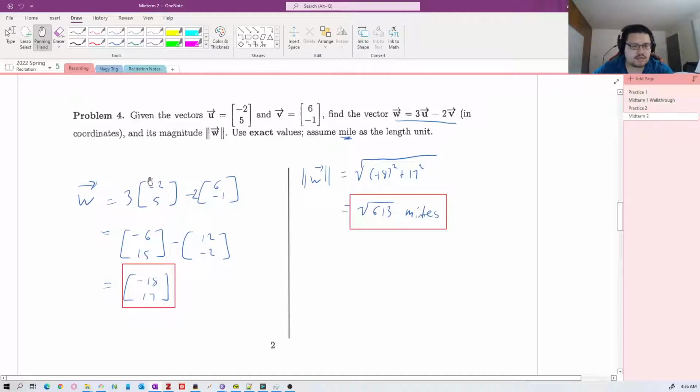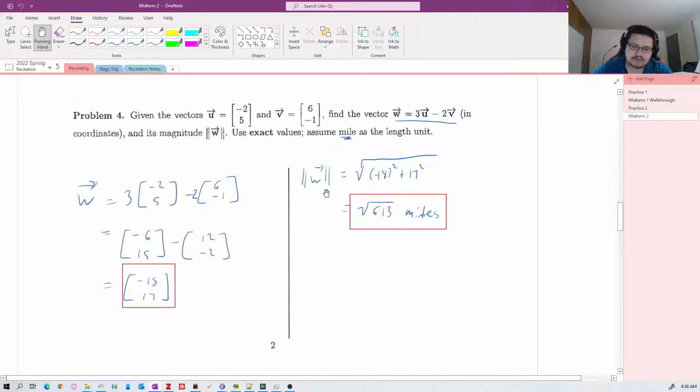So multiply the 3 in, so you get -6 on top, you get 15 on the bottom. For this one, I'm multiplying the 2. Notice I'm leaving the negative here. You could actually just multiply both values by -2, but then you have a plus in between. For whatever reason, I just prefer thinking of it like this. So multiply the 2, then you get 12 and -2 here. And then we subtract across. -6 minus 12 is -18. 15 minus -2, 15 plus 2 is 17. So this ends up being the vector you get after doing your arithmetic.